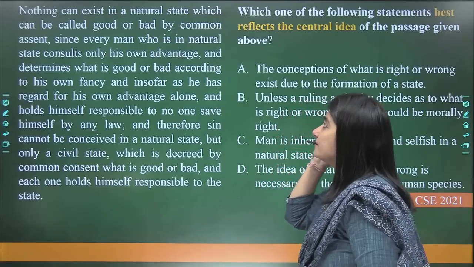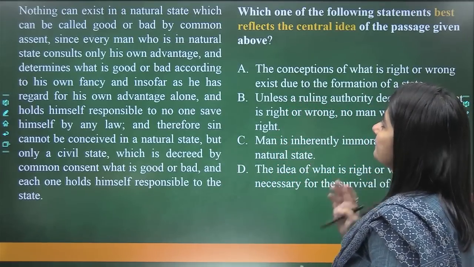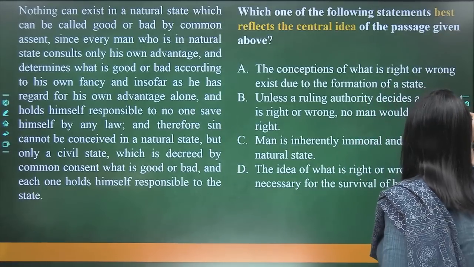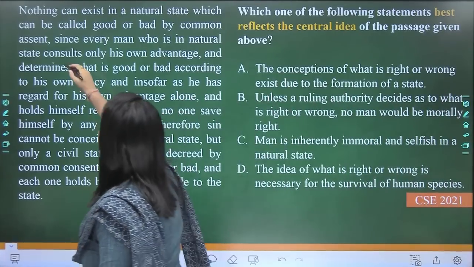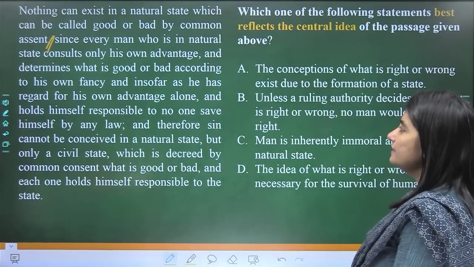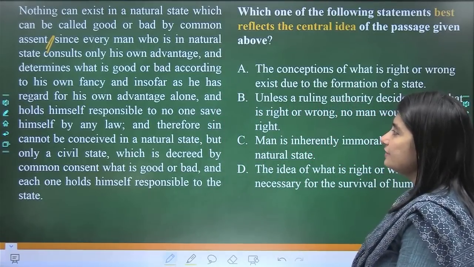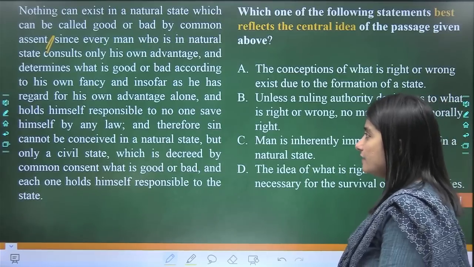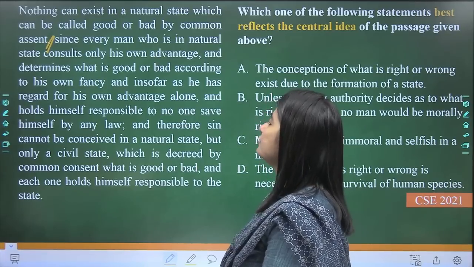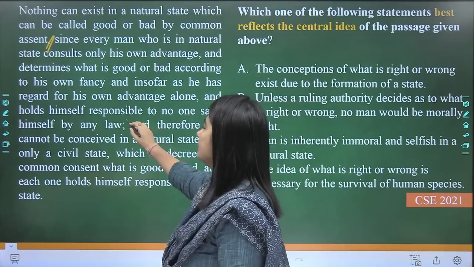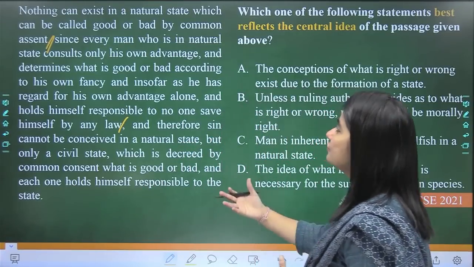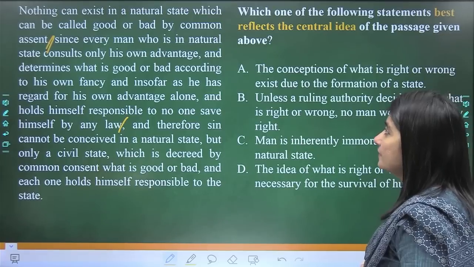Okay, nothing can exist in a natural state which can be called good or bad by common assent. Okay, a philosophical one we've got here. Since every man who is in natural state consults only his own advantage and determines what is good or bad according to his own fancy, and insofar he has regard for his own advantage alone and holds himself responsible that no one is to save himself by any law. So it talks about a basic human instinct, that we always do whatever is good for us. Okay.